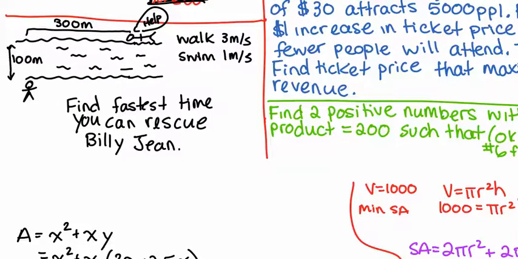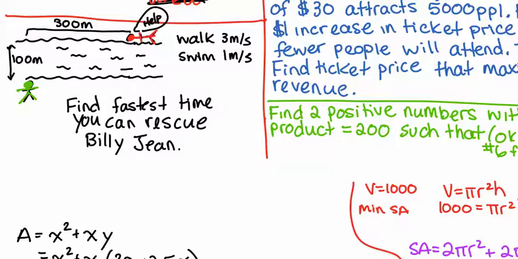Okay, next question is the lifeguard. Well, I didn't call it that, but this guy right here, Billy, is trying to rescue his girlfriend, Billie Jean, who's stuck on the other side of the river. These ones are kind of weird, but we know the width of the river is 100 and the length is 300. So we want to know the fastest time he can rescue Billie Jean.